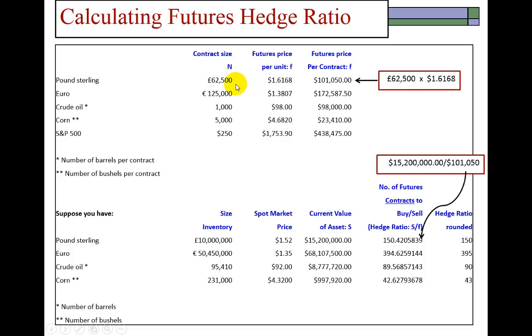Now, suppose the quoted futures price is $1.6168 per pound. That tells you that the price per contract is going to be $101,050, which is the contract size of 62,500 multiplied by the futures price. So the futures market, you can see it right here. You can see some of the important assets sold by visiting the CME website, Chicago Mercantile Exchange website.